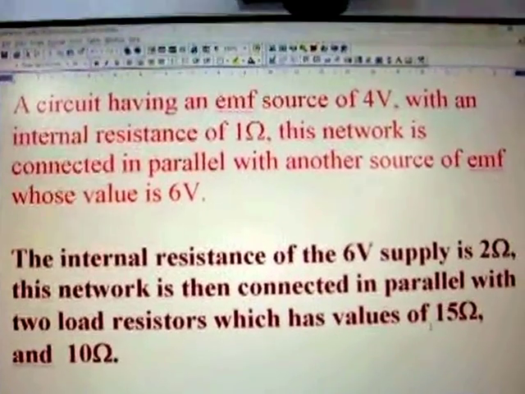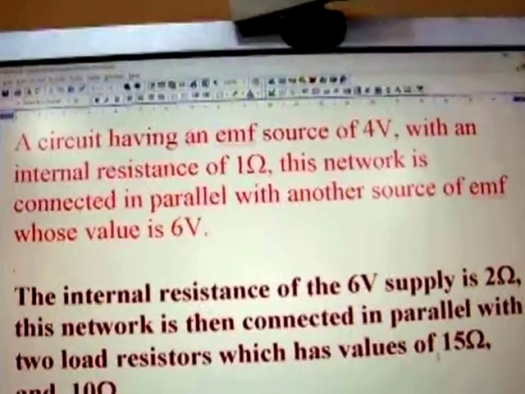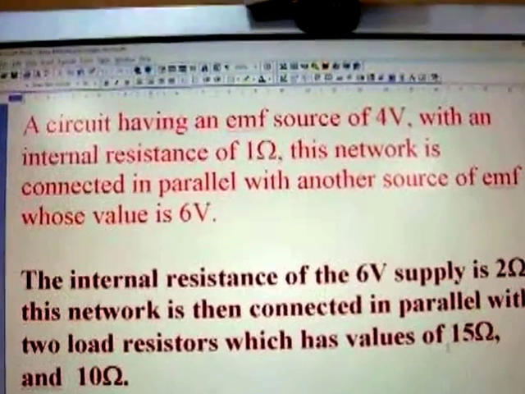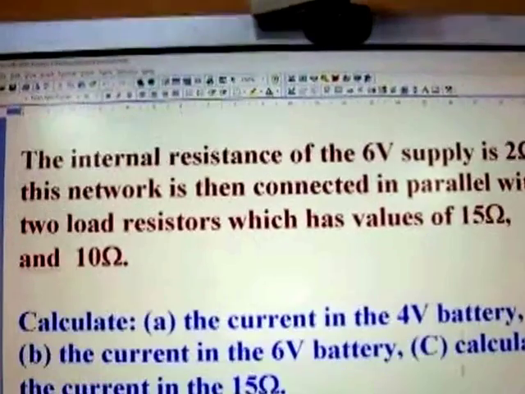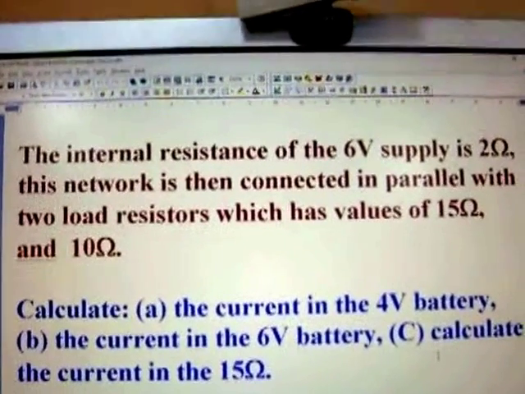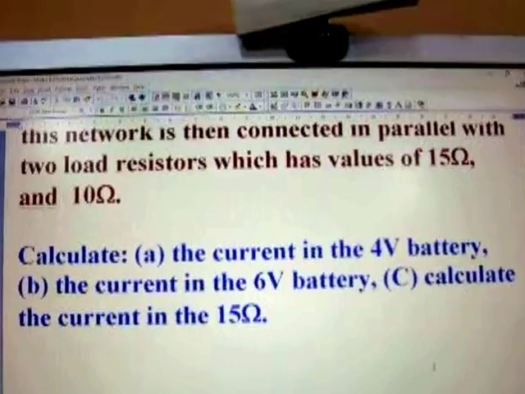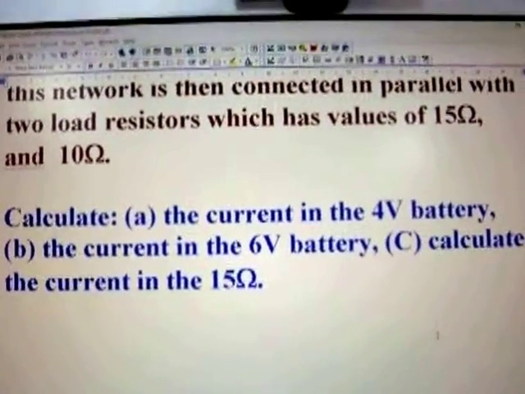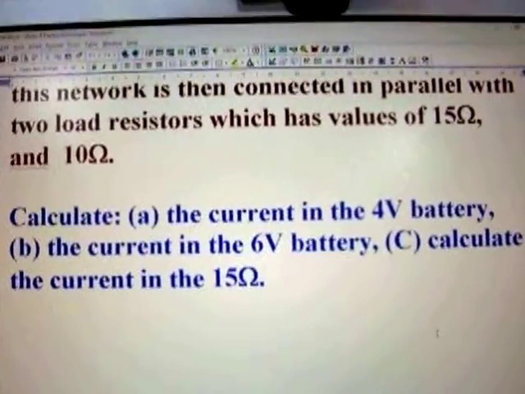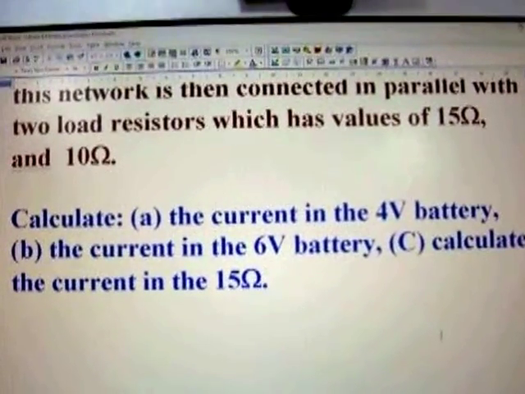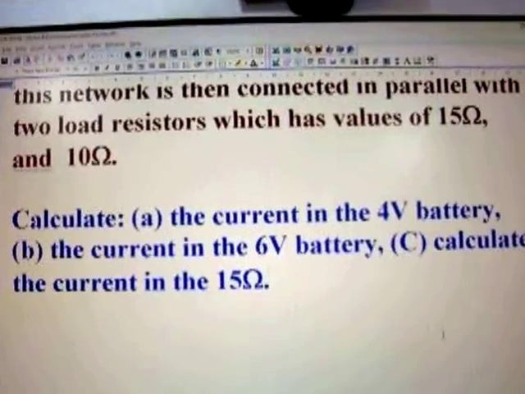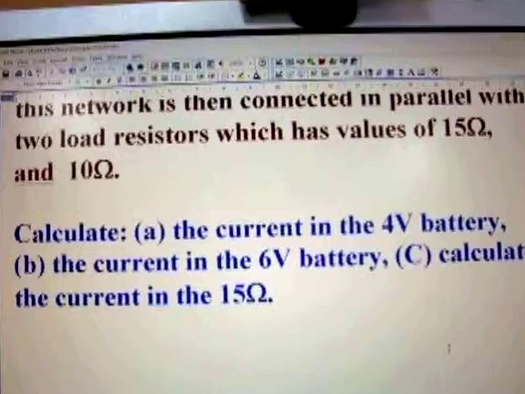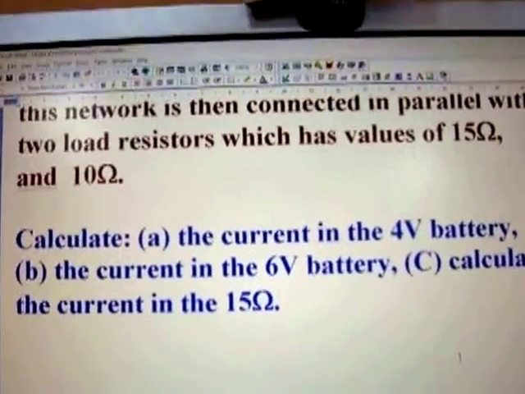Now I don't want to spend time reading this out to you. You need to be able to read this for yourselves, and I have no doubt that you will be able to. But again, let's make sure that you understand what's been given. It's important to write out the information and draw the diagrams. Be aware here, it says calculate A, the current in the 4 volt battery, B, the current in the 6 volt battery, and C, calculate the current in the 15 ohm resistor.